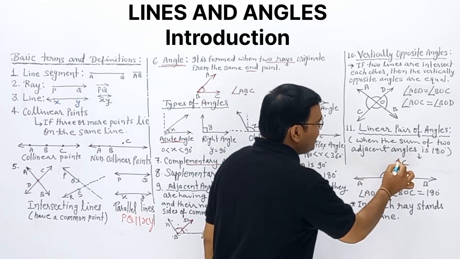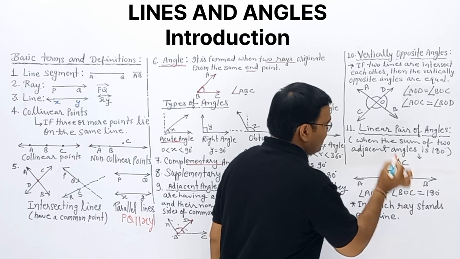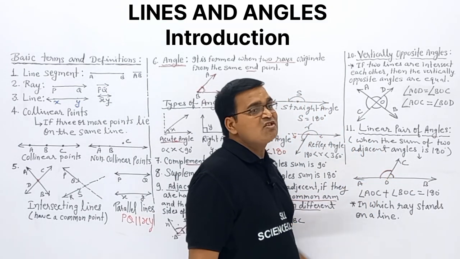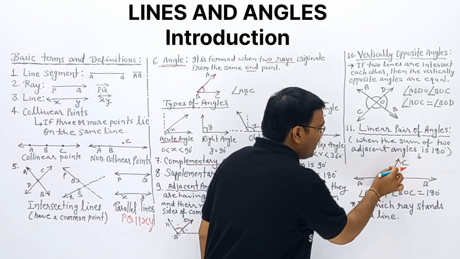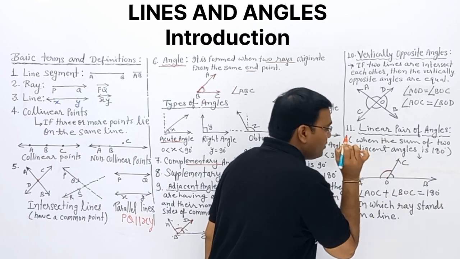This ray stands on this line and we are getting two angles. One is AOC, the other one is BOC. One is this one, the other one is this one. Two angles we are getting and both will be adjacent, yes or no? We will check. For this angle we have a common arm. For this angle we have this vertex.